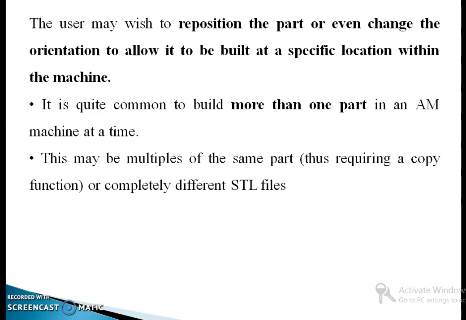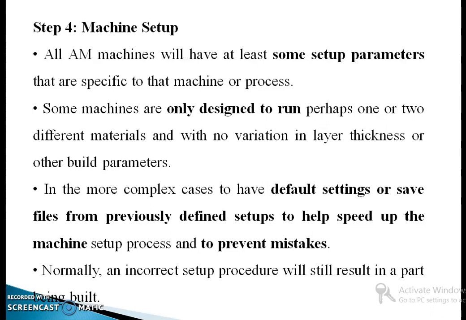Means if you have to copy the part, then it is also possible to copy the part, or if we want to manufacture a different part, then we can also manufacture a different part by saving the STL file and recreating the file. It is possible in your third step. Now what is your fourth step?